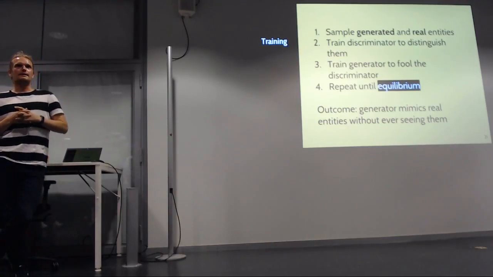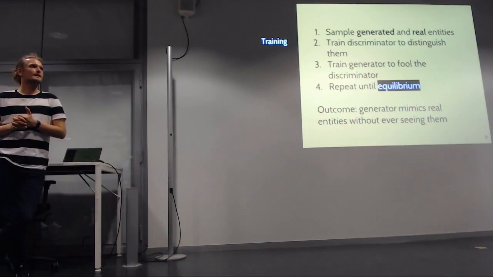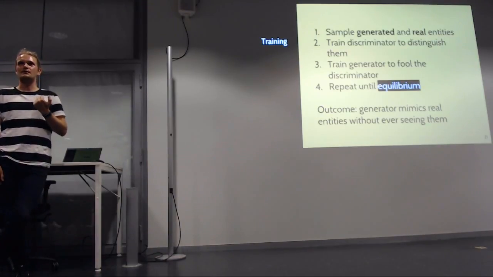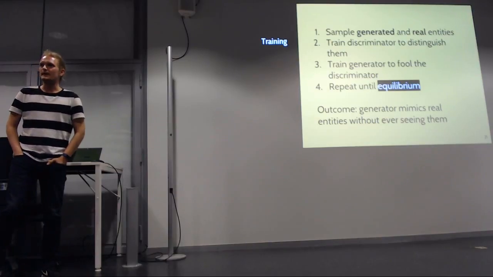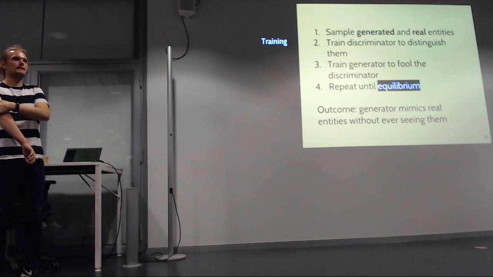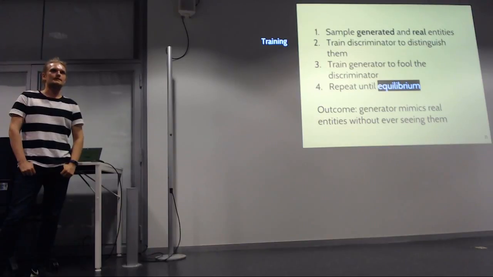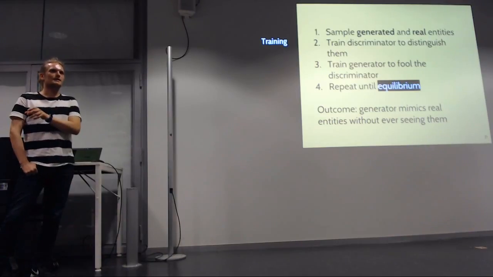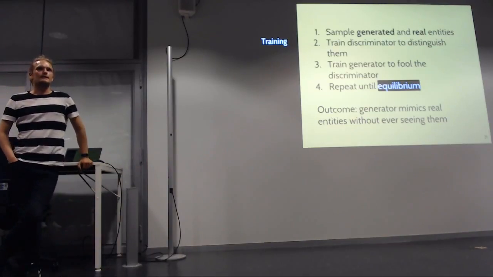The way we do the training is that we first sample some entities, pictures of dogs for instance, from our generator, and then we need some examples of real entities. So we sample pictures of real dogs. Once we have these samples, we can train the discriminator to distinguish between these. The discriminator is trained basically the same way as any supervised binary classifier. We are telling it that this set is generated ones and the other set is real ones, and we hope that the discriminator learns to distinguish between them.